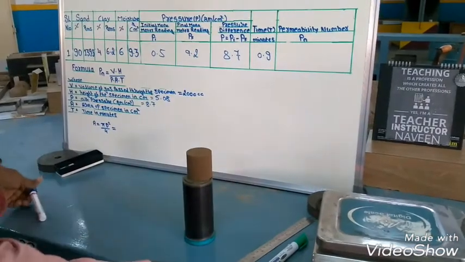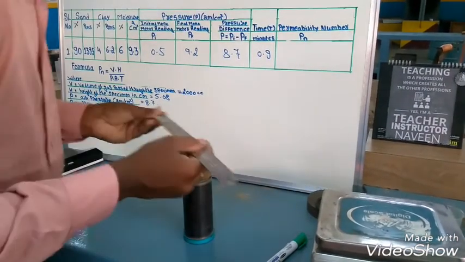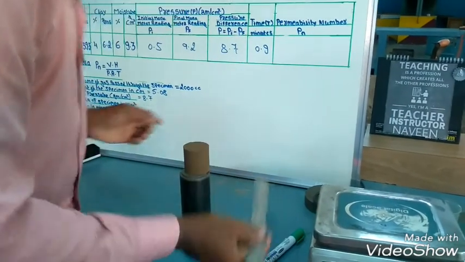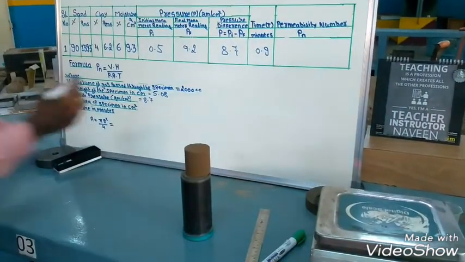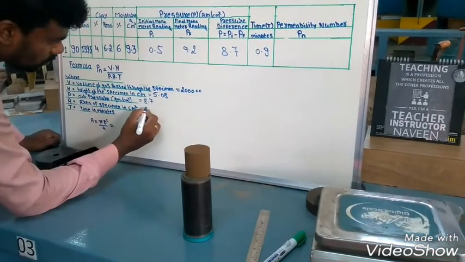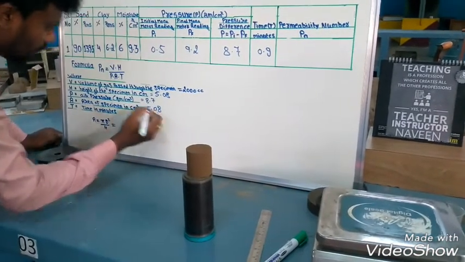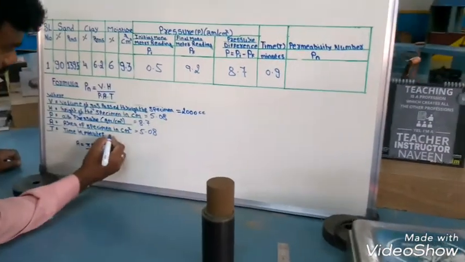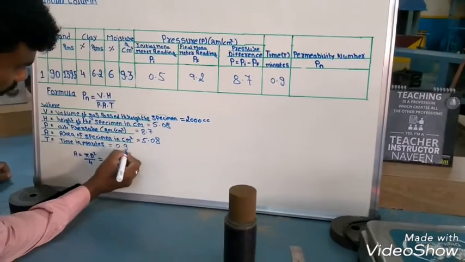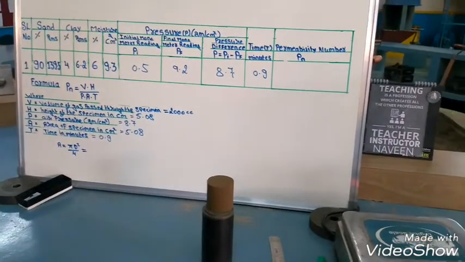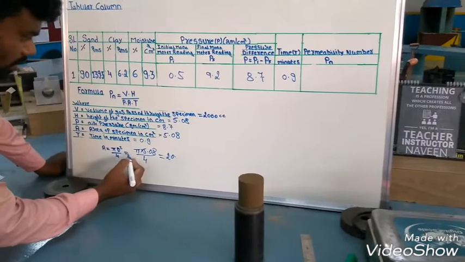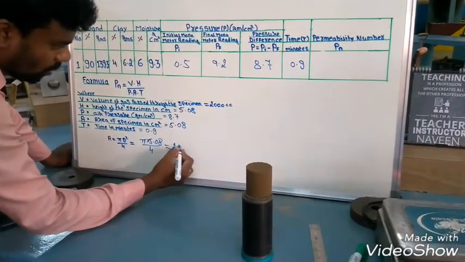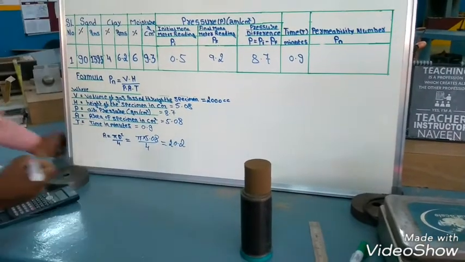Next, area. Area means we want to note down the diameter of the specimen. Diameter of the specimen is 5.08 centimeter. Next, time. Time is in minutes. It is 0.9 minutes. Now area is pi D square by 4. It comes to 20.2.